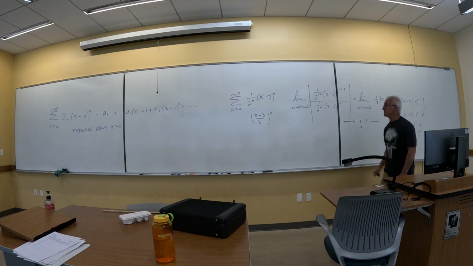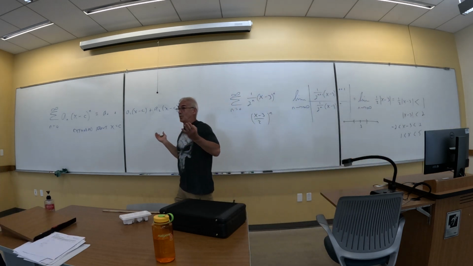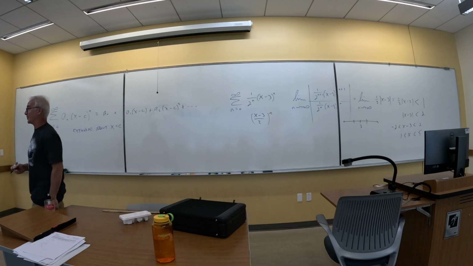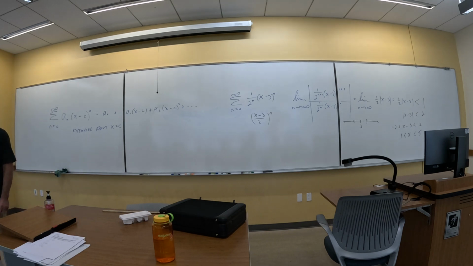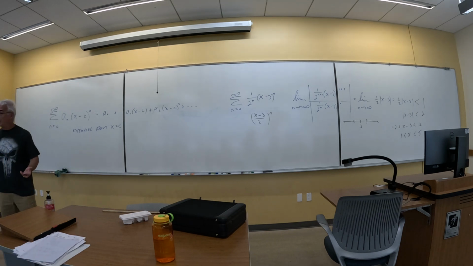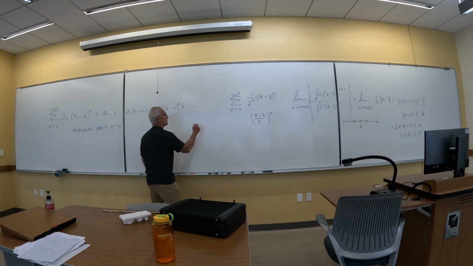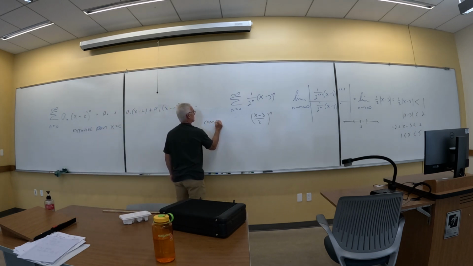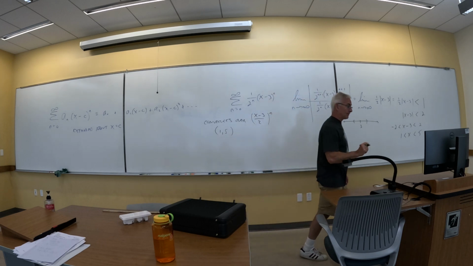So, the answer to this question, the question is actually, where does this converge? That's really always the question. Because it's always going to converge. It just might not converge very big. So we say this converges over the interval 1 to 5. And it's an open interval.